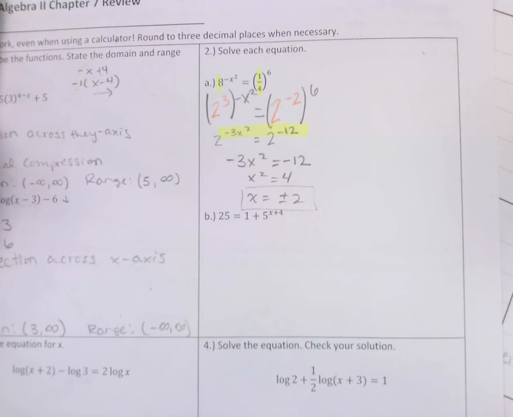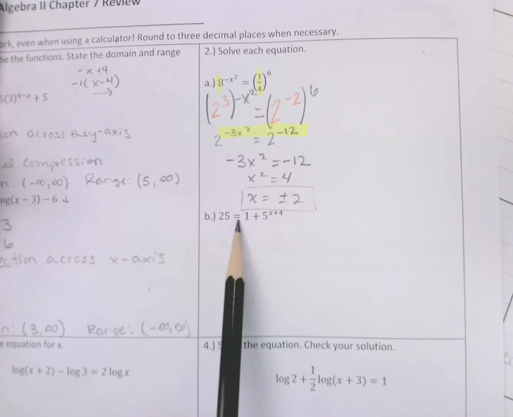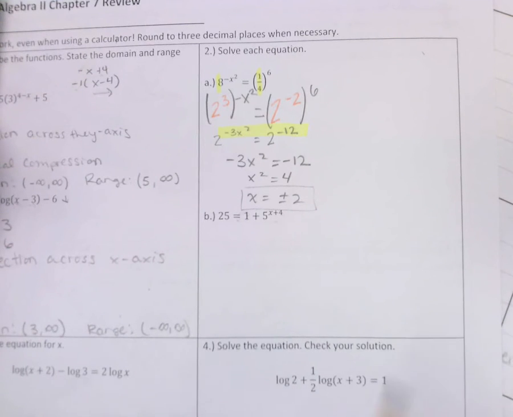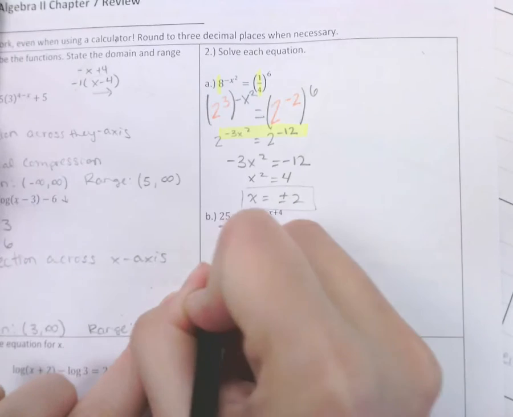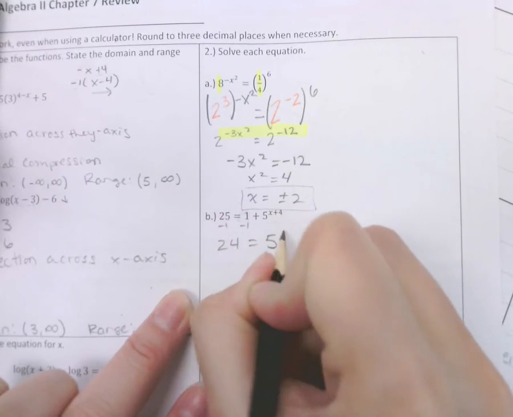Questions? Okay. For the next one, since we have this 1 here, we can't really solve with that there, so we're going to subtract the 1. That gives me 24.